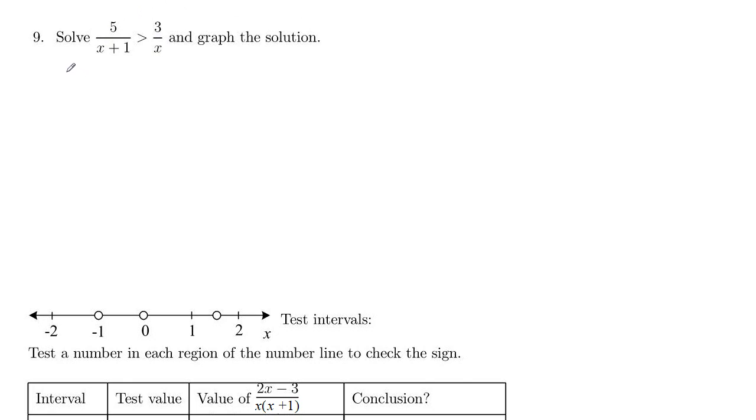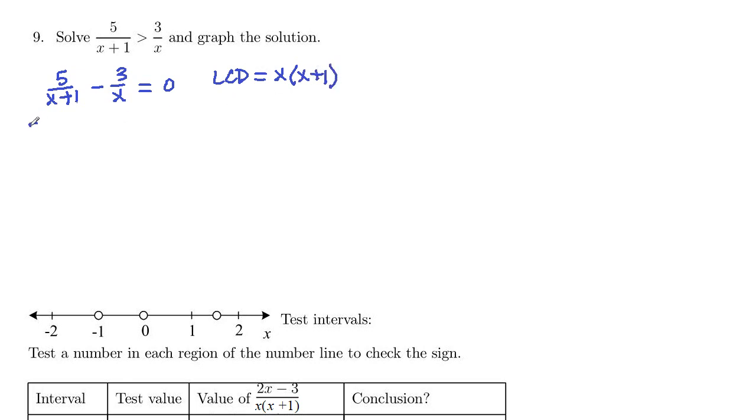So first thing that we want to do is bring the 3 over x over on the left-hand side. So we will have 5 over x plus 1 minus 3 over x. And then instead of greater than 0 here, we're going to solve the equation first. Find out when it equals 0 to get those key values. So we need an LCD between these, and our LCD is just the product of the two denominators, x times x plus 1.